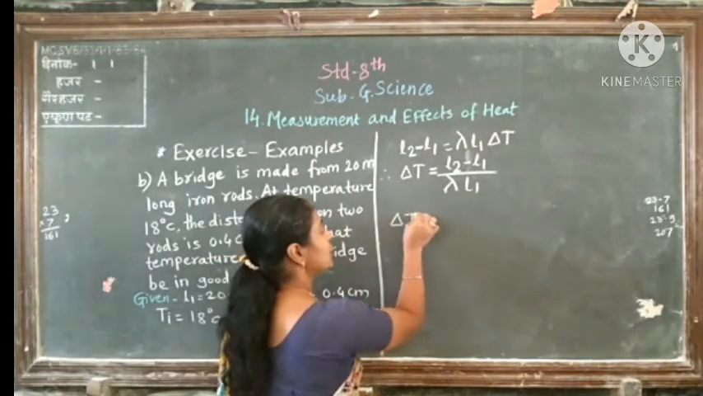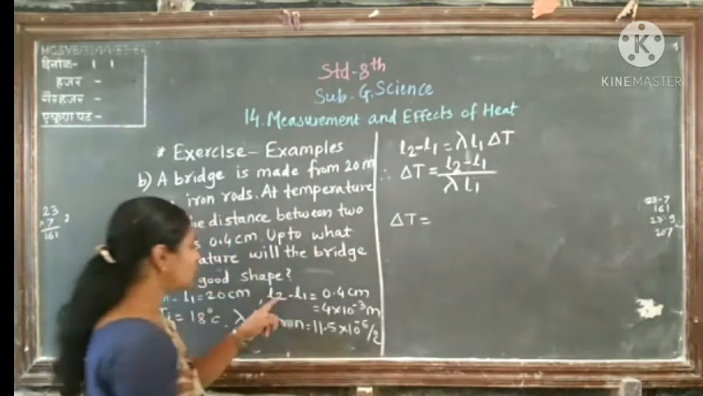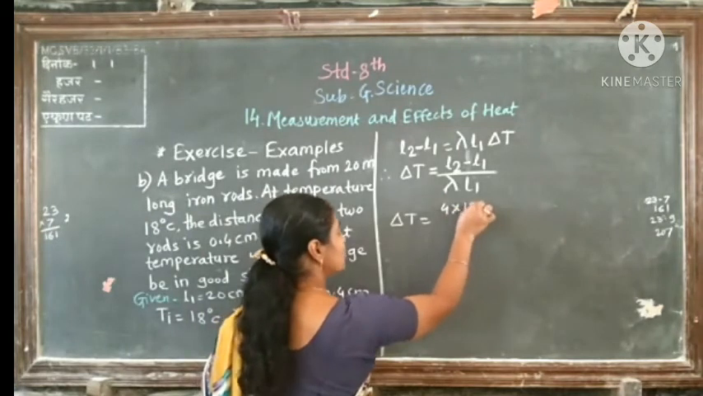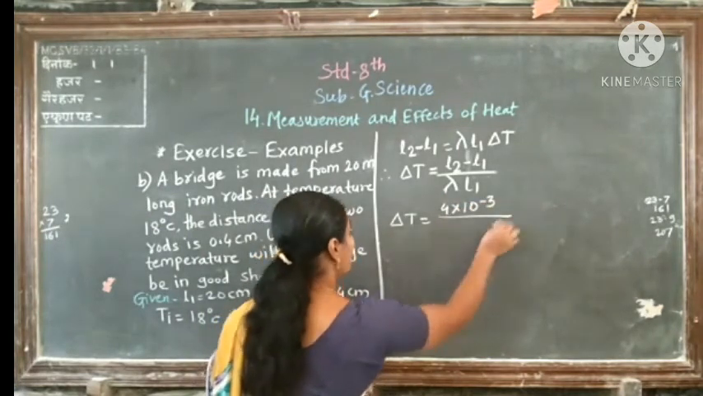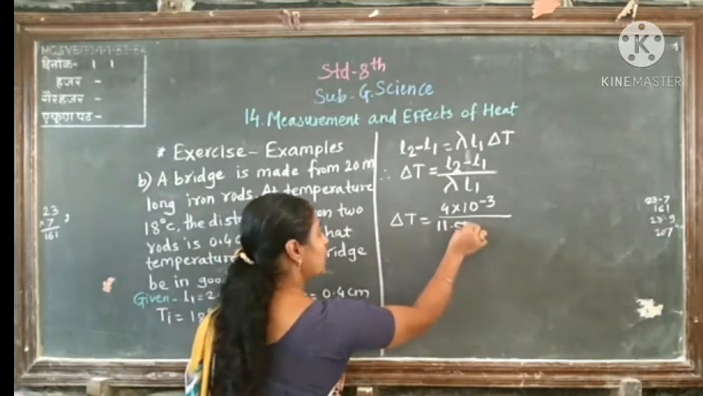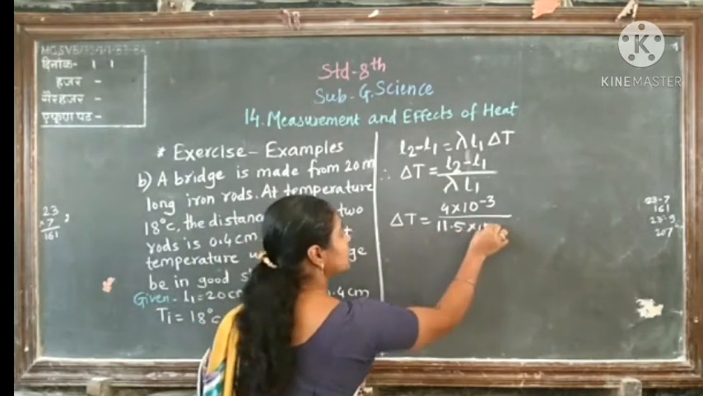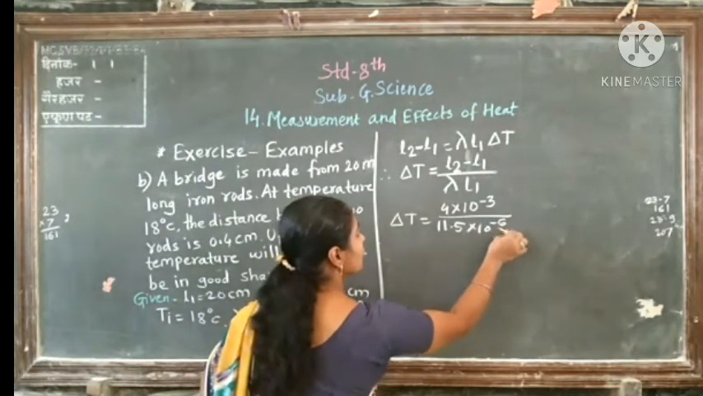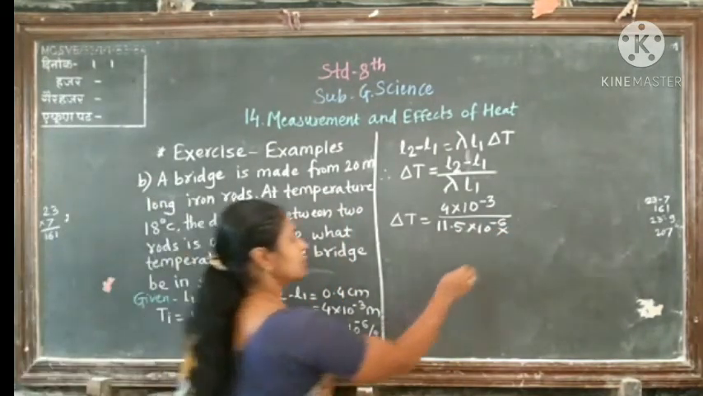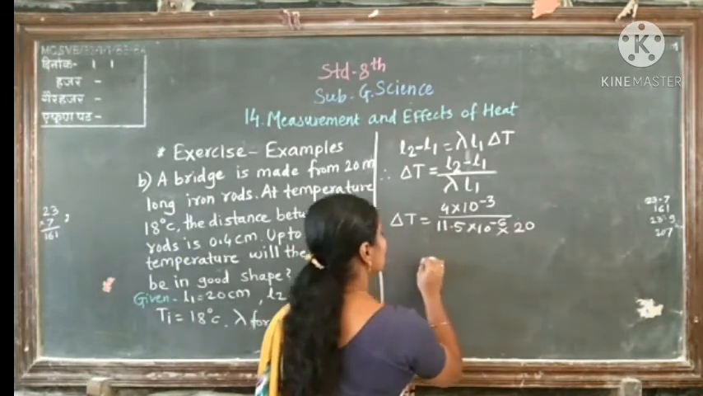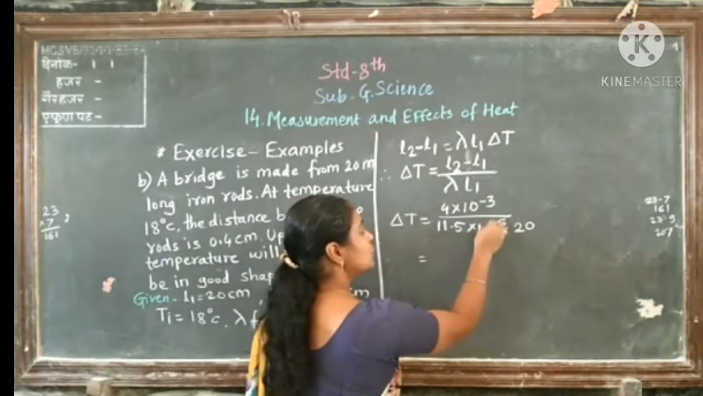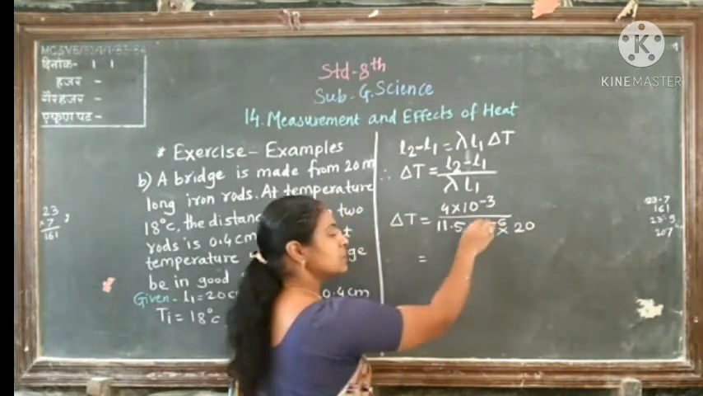So delta T is equal to L2 minus L1, that is 4 into 10 raised to minus 3, upon lambda, that is 11.5 into 10 raised to minus 6 into L1, that is the 20 centimeter. So here 10 raised to minus 6 and here minus 3.